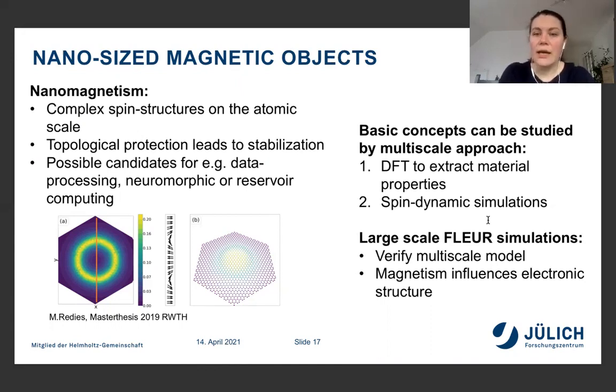And so far, the procedure to study such systems was a multi-scale approach. You first do a DFT calculation to extract some parameters, some material properties, and then you use these parameters to run spin dynamics simulations. But now it slowly becomes possible not only to verify this multi-scale model, but also to understand how exactly the electronic structure is affected by the complex magnetism in such structures.